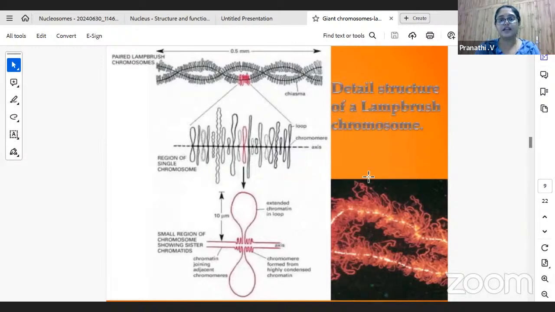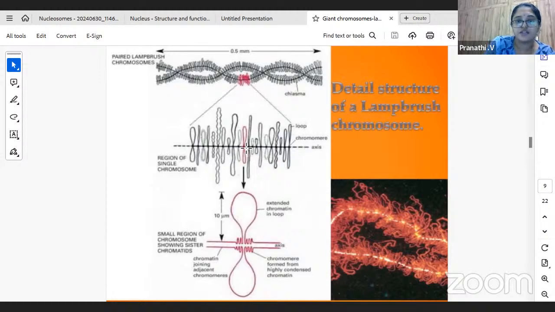When you see the detailed structure of a lampbrush chromosome, this is the paired lampbrush chromosome that is present. It is around 0.5 millimeters. This is the chiasma which is present. And this is the region of the single chromosome having a loop, chromomere. This is the axis through which it is present. We have just enlarged this particular region.